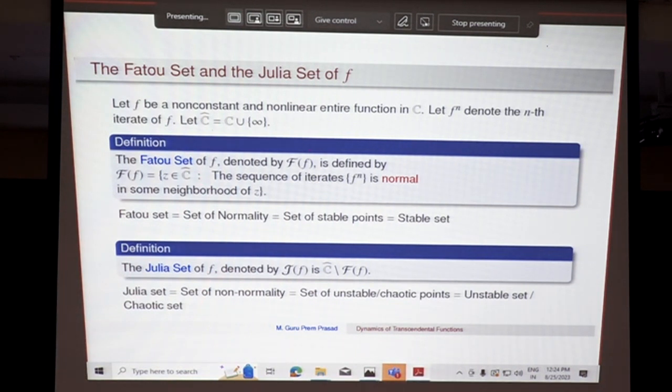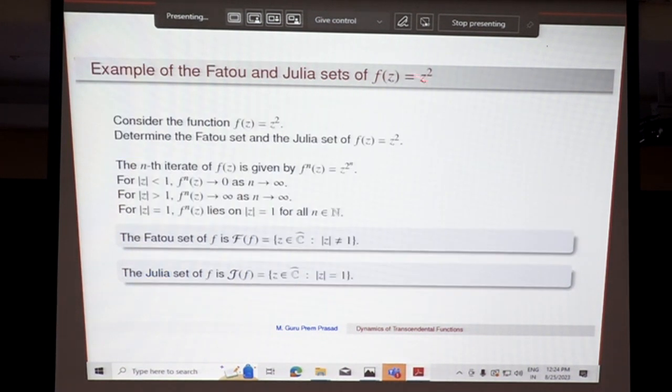So in nonlinear terminology, the Fatou set is the stable set, and the Julia set is the unstable or chaotic set. This is the basic definition in complex dynamics, which is defined in terms of normality. To understand these definitions, I take the function f(z) = z^2. For this function, I want to determine the Fatou set and the Julia set.